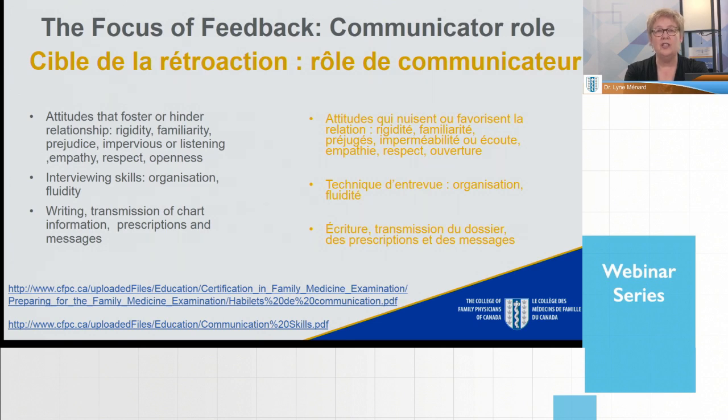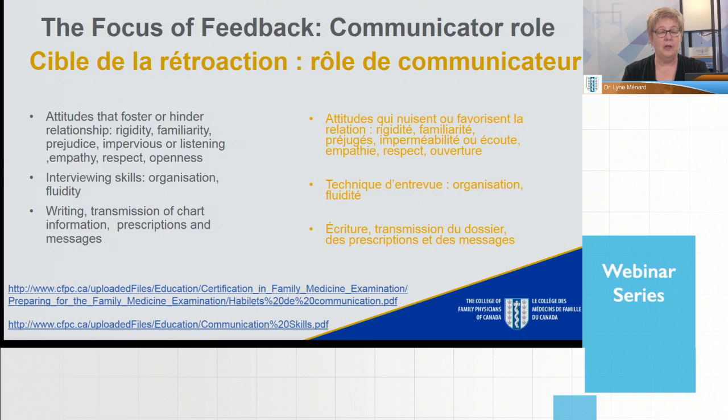Are they showing rigidity or prejudice? Do they seem impervious to the patient's feelings or story? Do they demonstrate adequate listening skills? Are they showing empathy and respect? Do they seem open, welcoming? Are they making eye contact or always looking at the paper chart or the EMR screen?